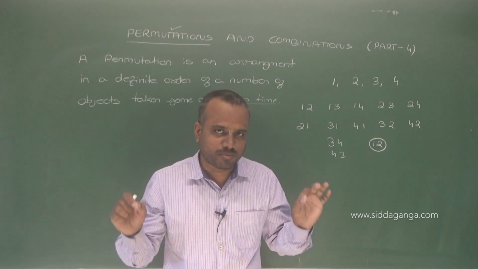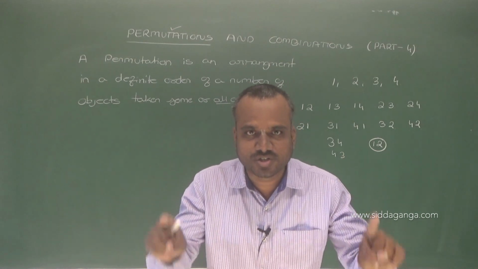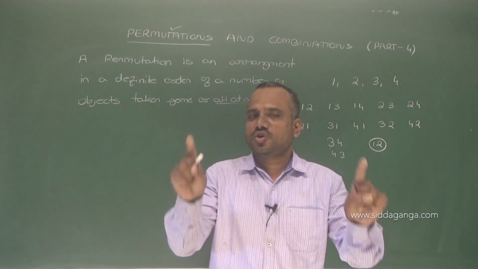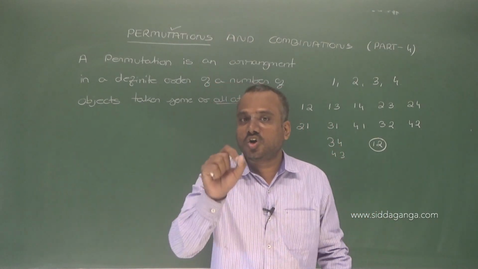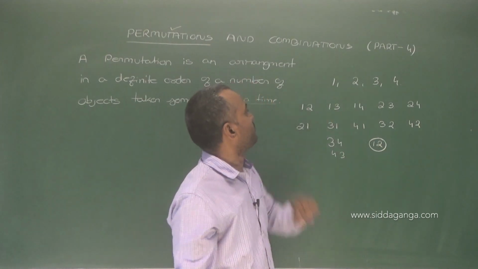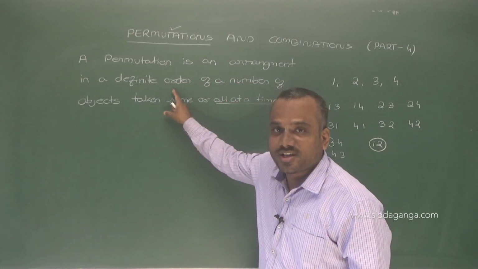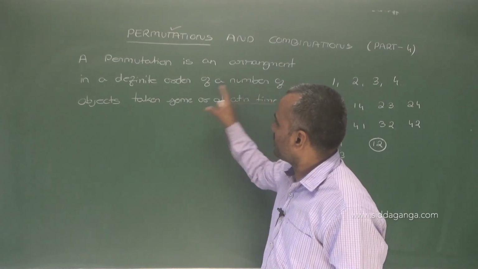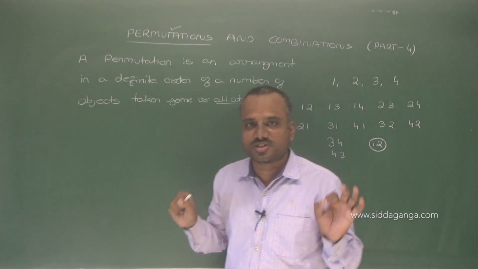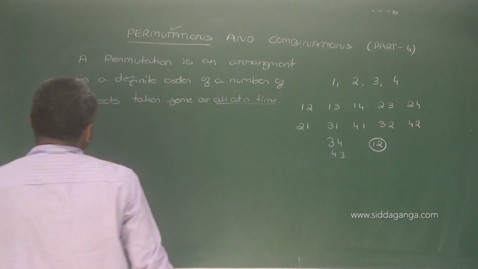Permutation means what? Permutation means arrangement of objects according to a definite order, of a number of objects taken some or all at a time. Is it clear? So the permutation concept is clear? We will see the formula.